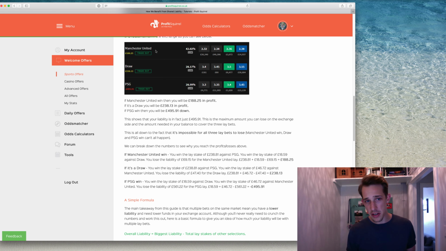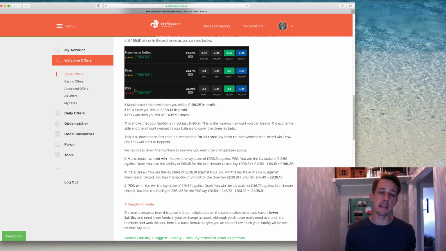So for example, if Man United win this, then you'll be £188.25 in profit if that lay bet wins. If there's a draw, you'll be £238.13 in profit. And if the result comes through for PSG, then you'll be down £495.91. So basically what this means is that there is a maximum amount that you can lose on the exchange, and the exchange will only take the maximum amount. And this is because in events like this, there is only one possible outcome. One of these three things has to happen. So therefore, it will only take the largest amount as the liability.